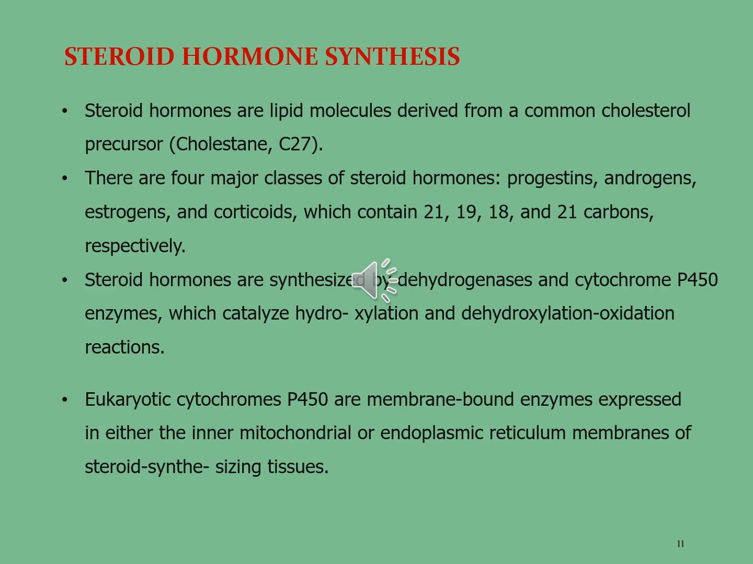Steroid hormones are synthesized by dehydrogenases and cytochrome P450 enzymes, which catalyze hydroxylation and dehydrogenation oxidation reactions. Eukaryotic cytochromes P450 are membrane-bound enzymes expressed in either the inner mitochondrial or endoplasmic reticulum membranes of steroid synthesizing tissues.